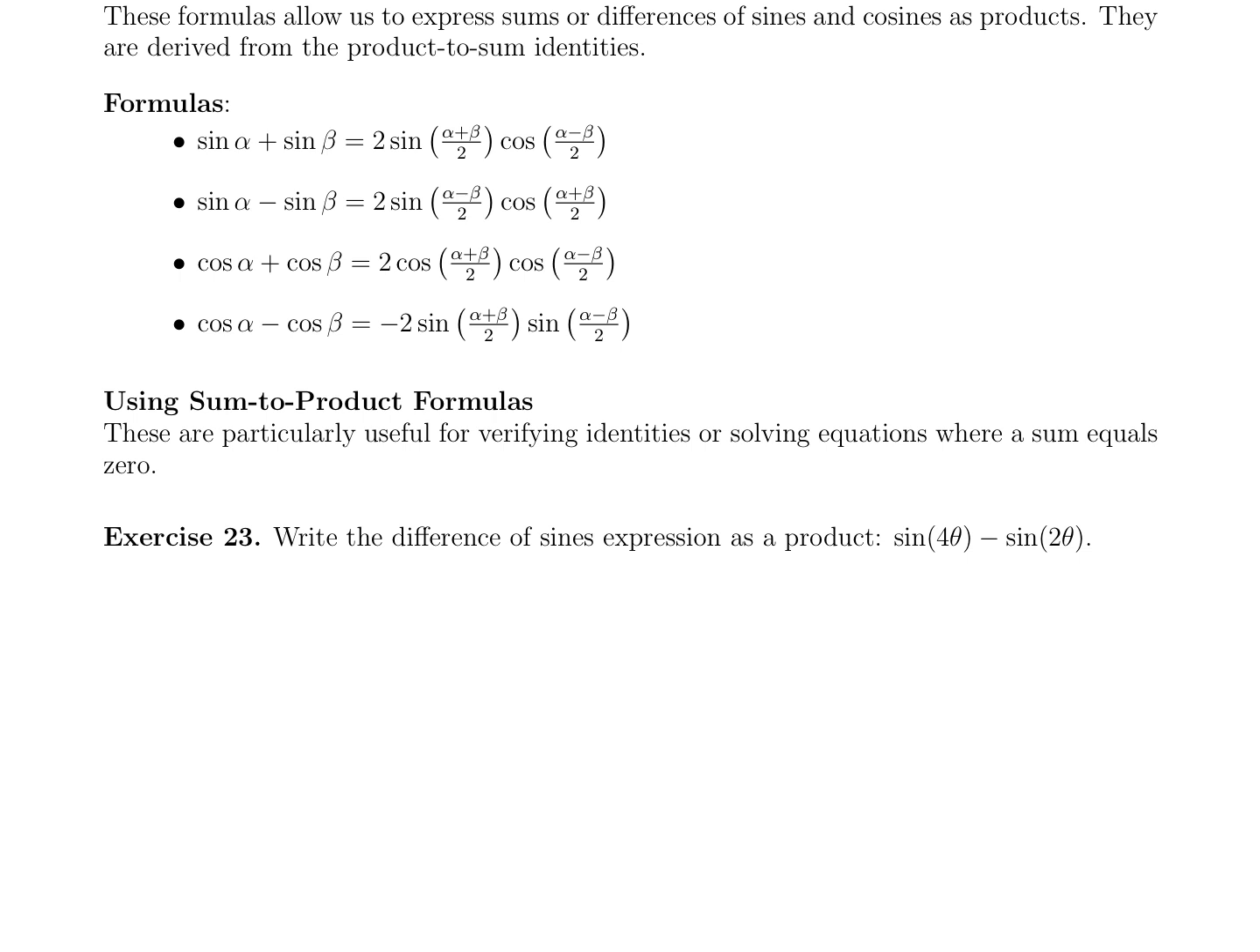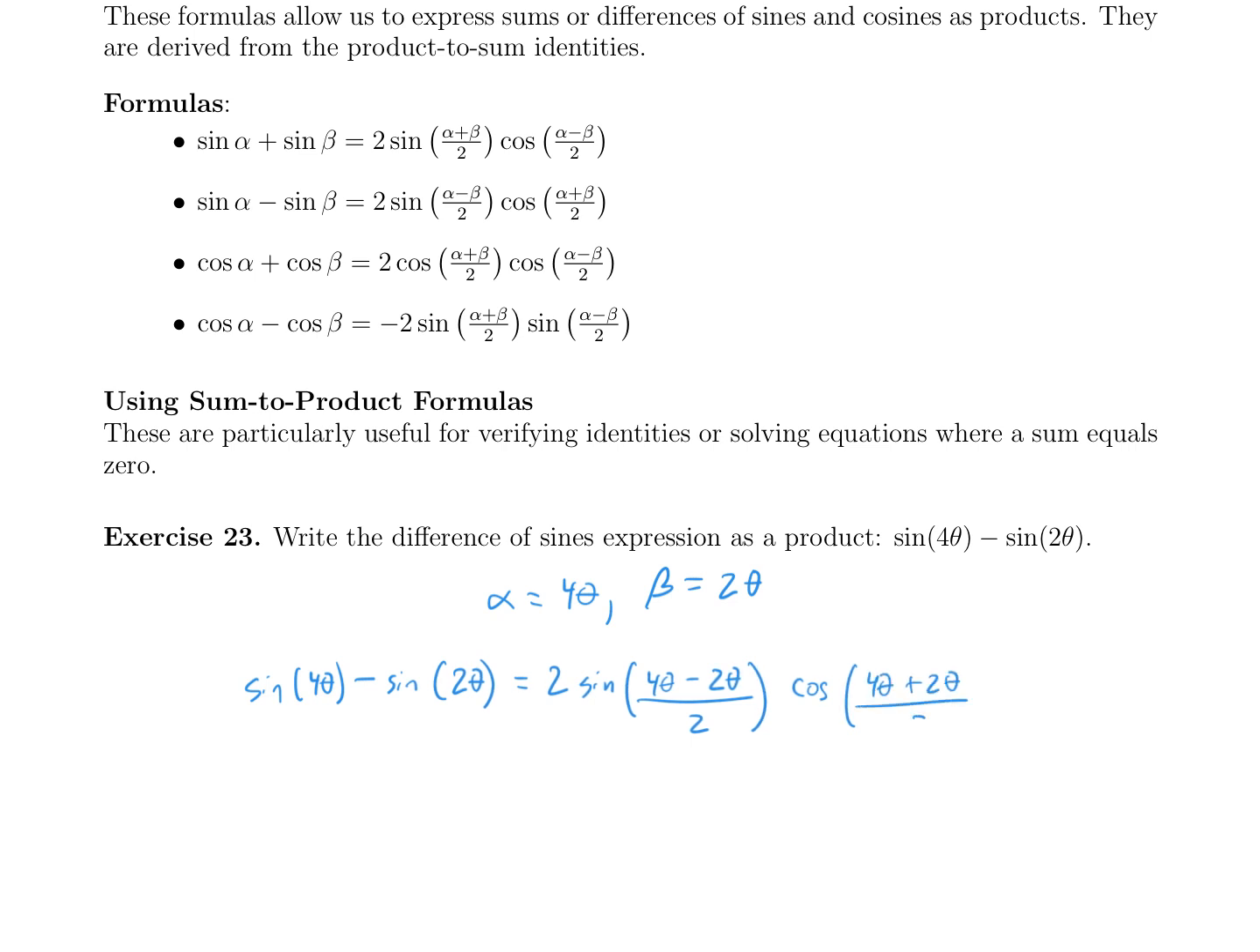Okay, so in this first example, we are going to use the second formula. It's in that form of the second one. So let's go ahead and apply it. Alpha, once again, is the first angle, 4 theta. Beta is the second one, which is 2 theta. So now when we apply the formula, it's going to be sine 4 theta minus sine 2 theta equals 2 sine of the difference, 4 theta minus 2 theta over 2, times the cosine of the sum, alpha plus beta over 2.